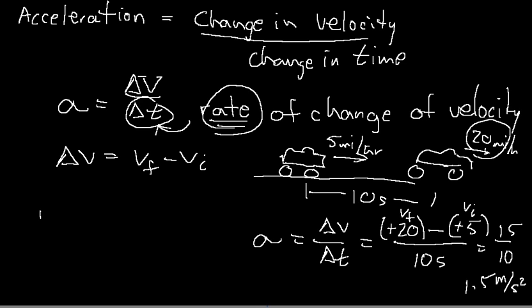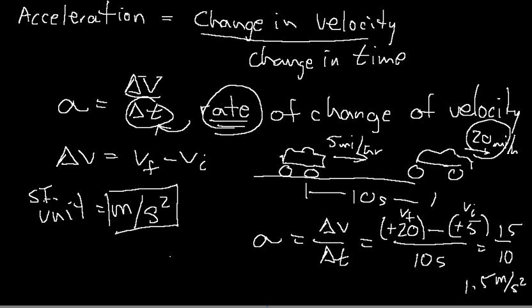So the unit for acceleration, the SI unit for acceleration, is meters per second squared. And I want everyone to know that, because you should know that by now. The unit for velocity is meters per second. The unit for acceleration is meters per second squared. And I want you to know that average acceleration is the change in velocity over change in time. You need to understand that formula.